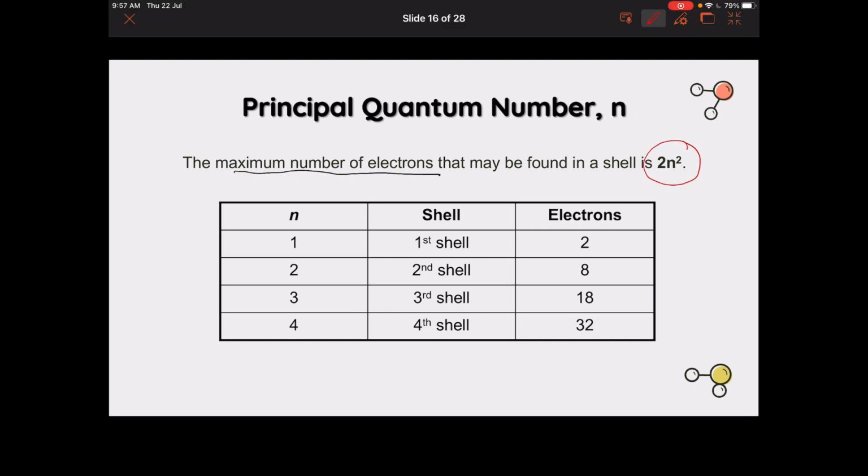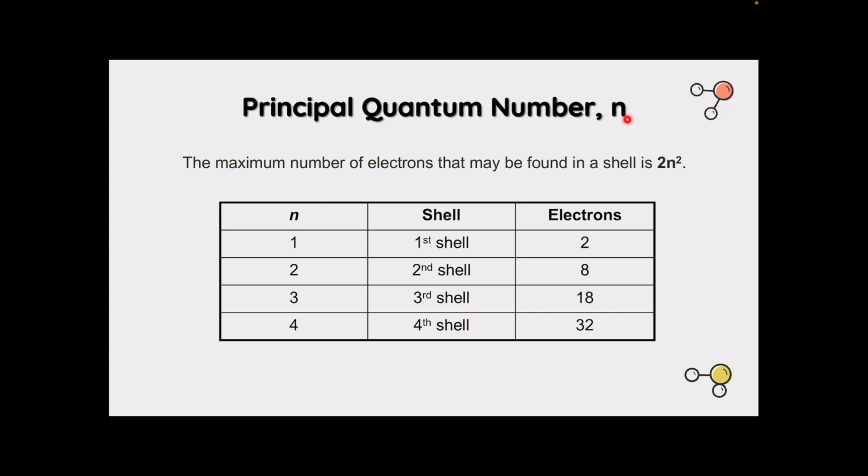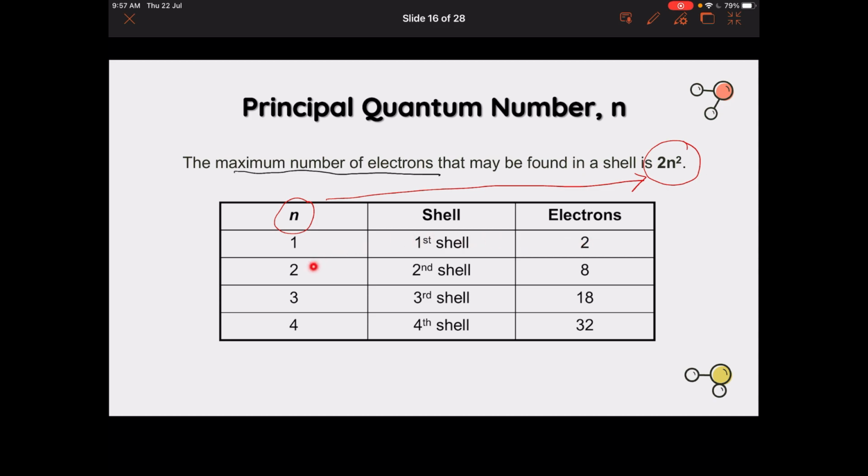To know the maximum number of electrons that can occupy a principal quantum number, we can use the formula 2n squared. By substituting the value of n into the formula, we will have 2 electrons that can reside in the first shell, 8 electrons in the second shell, 18 electrons in the third shell, and 32 electrons in the fourth shell.